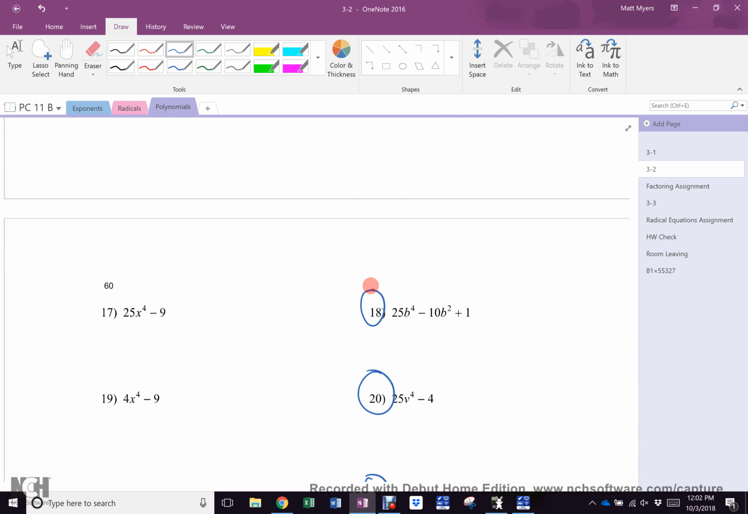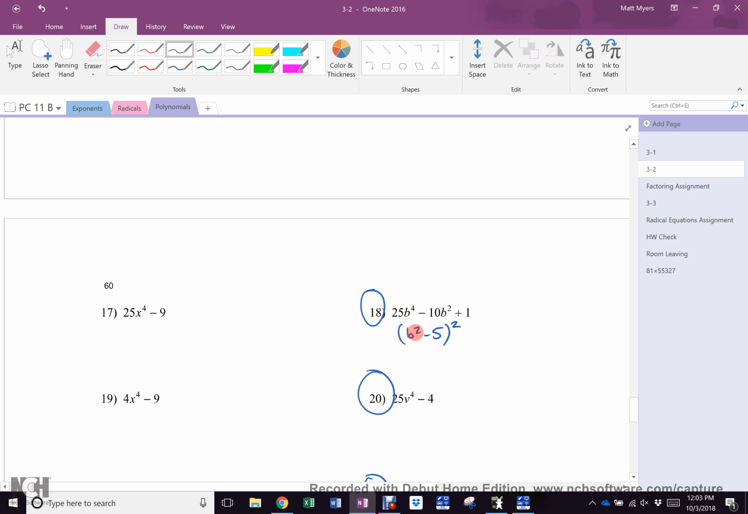Okay. Does anybody have 18 and wish to share? Burke, hit me. B squared minus 5. B squared minus 5 squared. Okay. Almost. You forgot the 25, right?